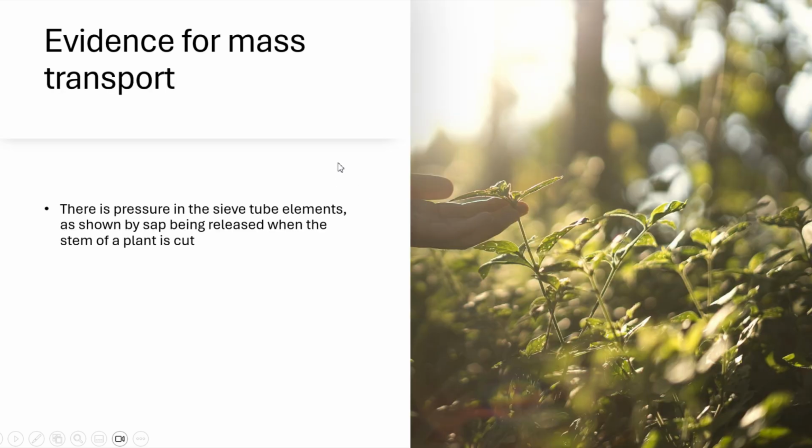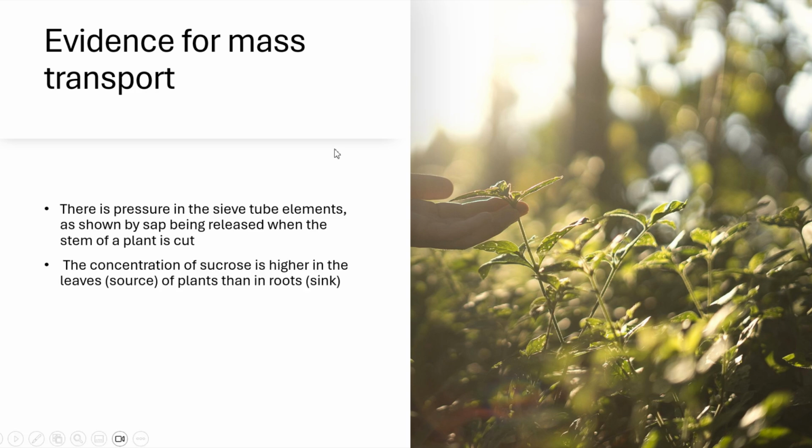Evidence here. There's a pressure in the sieve tube elements, because the hydrostatic pressure is going to increase in there, as shown by sap being released when the stem of the plant is cut. When you cut the plant, the sap is released in a fast way. That means there's clearly a lot of pressure inside the sieve tube. So that's evidence for mass transport.